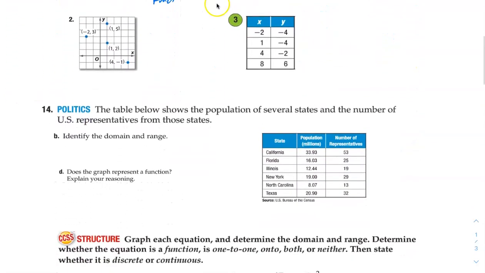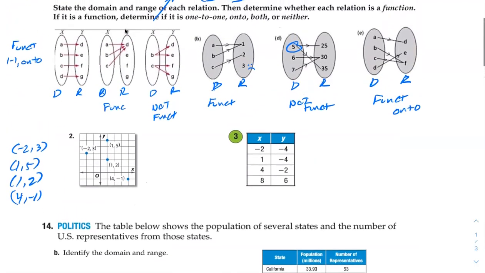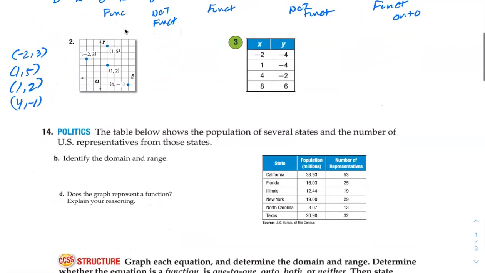So then we get to these, and it's kind of the same idea. These are all points. If it helps, you could write it out, but it might help to see. Is it a function? No, it's not, because right here they both have two 1s. So it's not a function. Or if you look at the graph, it doesn't pass the vertical line test. So not a function.